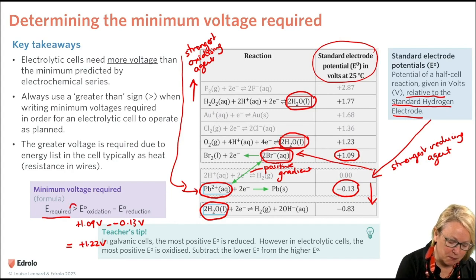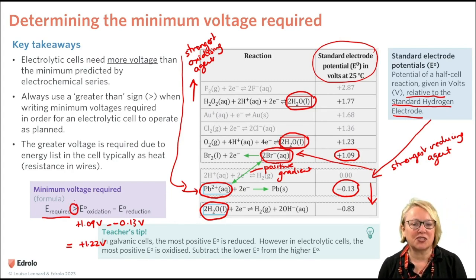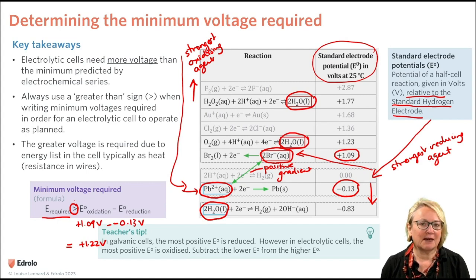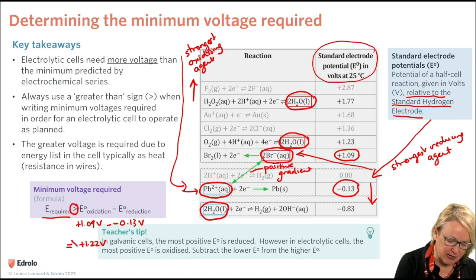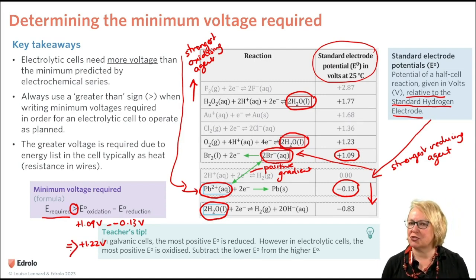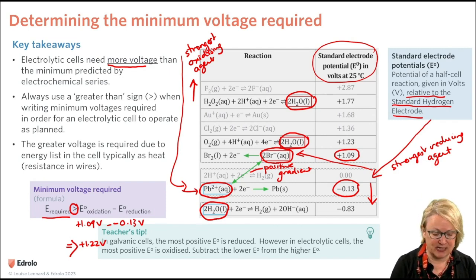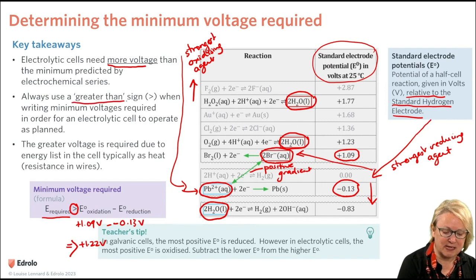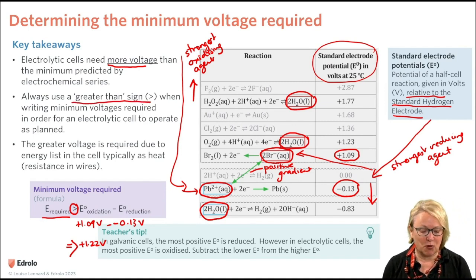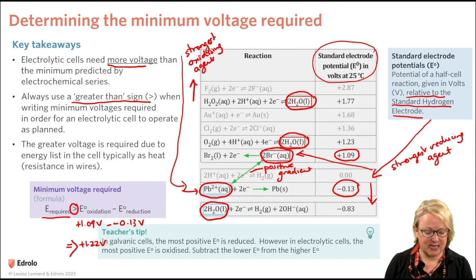But we need more than the amount of energy or voltage predicted by the electrochemical series. So we need a more than sign, more than 1.22 volts. And that's to account for internal resistance within the electrolytic cell. So they need more voltage than the minimum predicted by the electrochemical series at standard conditions. So always use a greater than sign when writing the minimum voltage required for an electrolytic cell.